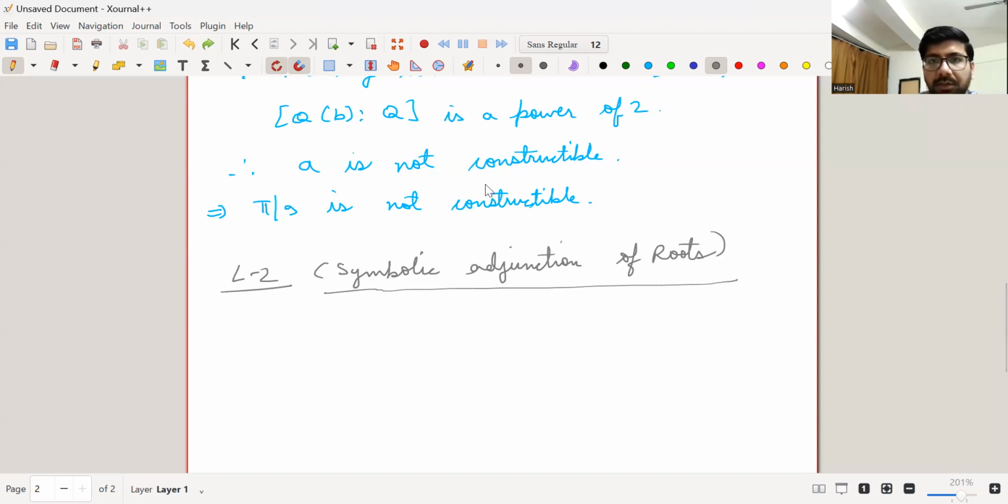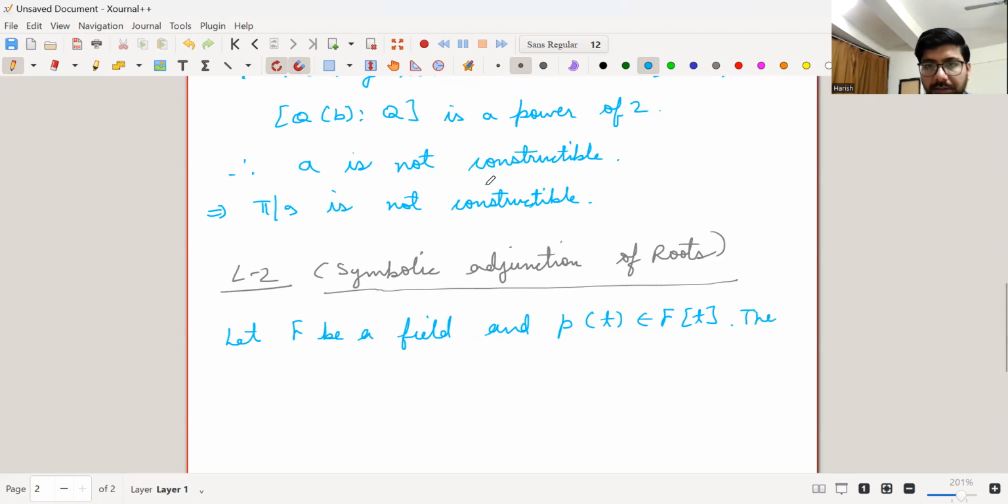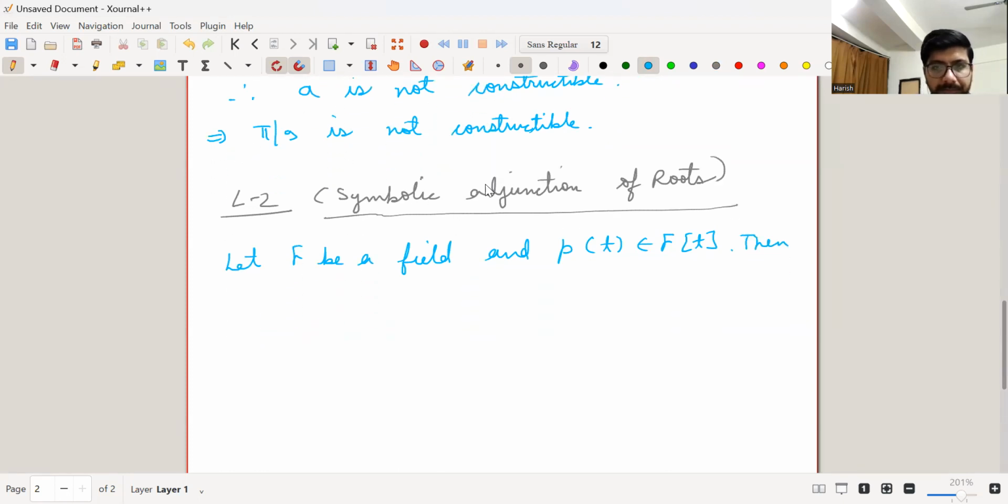So the idea is, let F be a field and p(t) be the polynomial in F. Then p(t) may or may not have all roots in F.